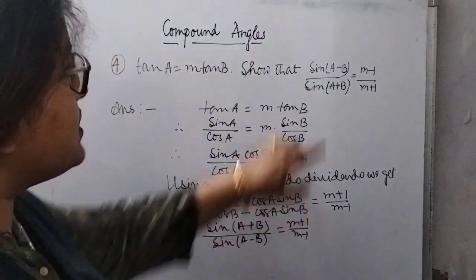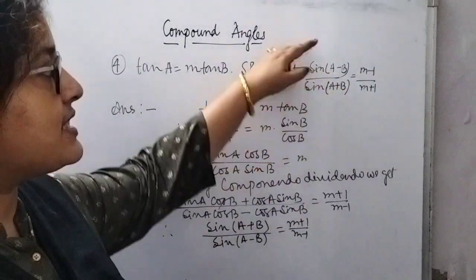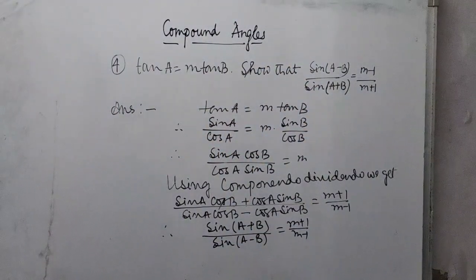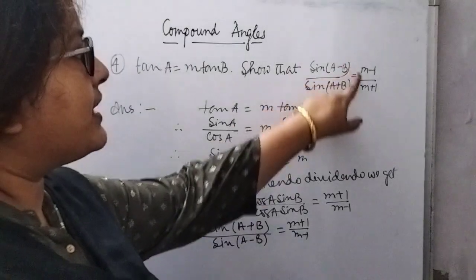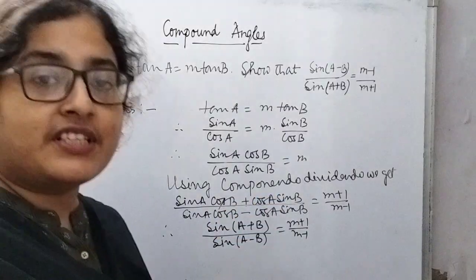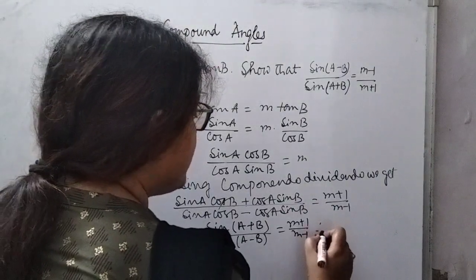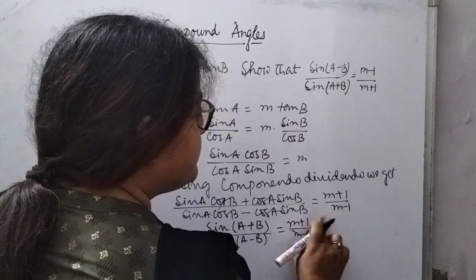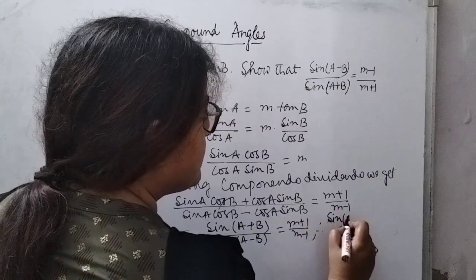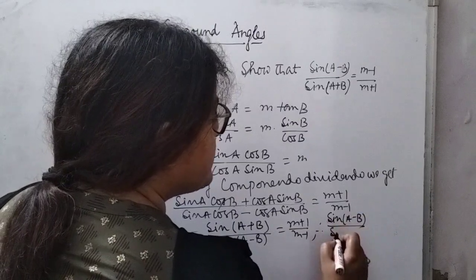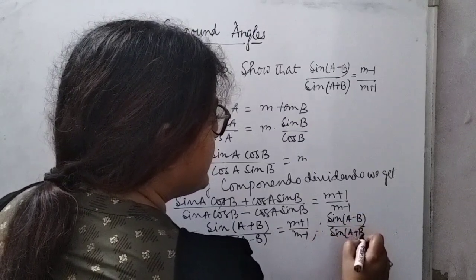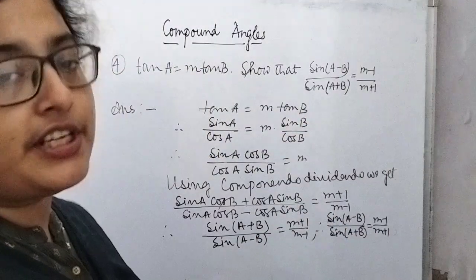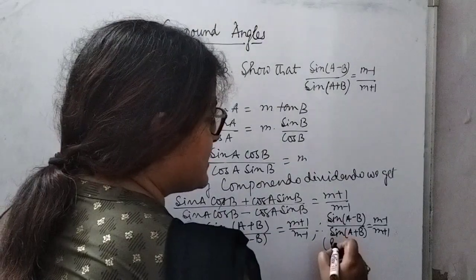Now look at this structure, students. Sin A minus B is in the numerator, sin A plus B is in the denominator, and m minus 1 is in the numerator and m plus 1 is in the denominator. So let's just invert both sides of the equal sign. So here we get sin A minus B by sin A plus B is equal to m minus 1 by m plus 1, and hence the given relation is found, and hence it is proved.